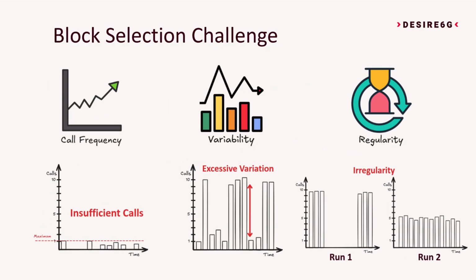So, the ideal block is the one that strikes the right balance. It should have great regularity, meaning it's consistently present across runs. It should also show mid to high call frequency so we collect enough data without increasing the penalty too much. And finally, it should have low variability, ensuring stable and reliable behavior over time.